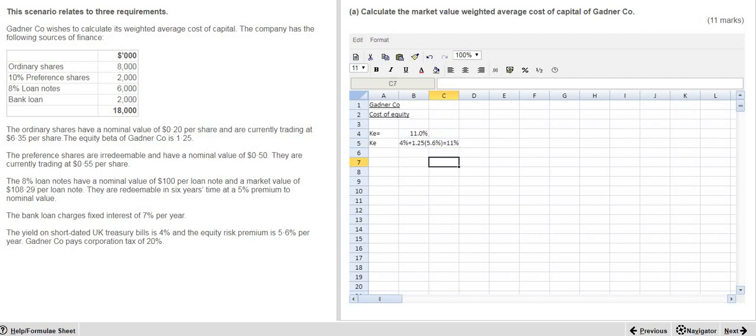So whichever one you like, you do. If you're not comfortable with the formula, write it out like this, equals 11%, use your calculator. There is no mark for formula, but if you use formula most times, it's faster. Okay, so we've done cost of equity.